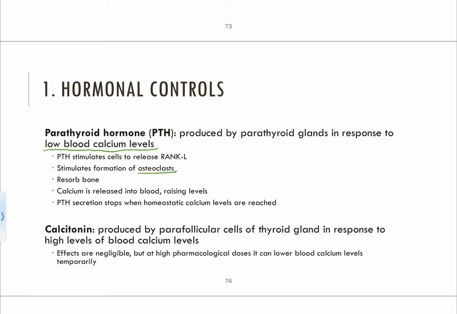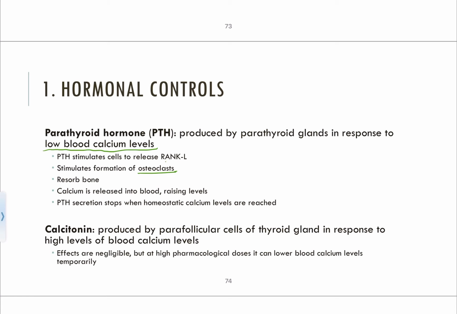So if we have low blood calcium, parathyroid hormone is going to be released. It's going to stimulate the formation of osteoclasts so we can break bone down, retrieve the calcium, and increase our blood calcium levels.